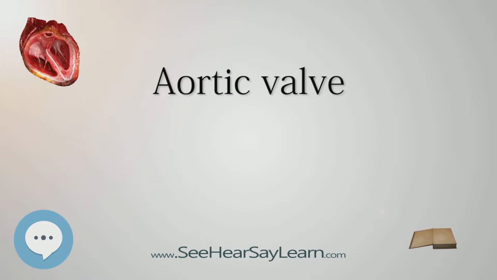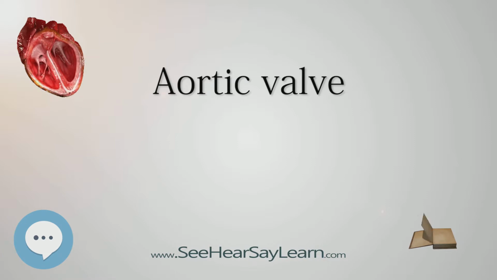The most common congenital abnormality of the heart is the bicuspid aortic valve. In this condition, instead of 3 cusps, the aortic valve has 2 cusps. This condition is often undiagnosed until later in life when the person develops symptomatic aortic stenosis.